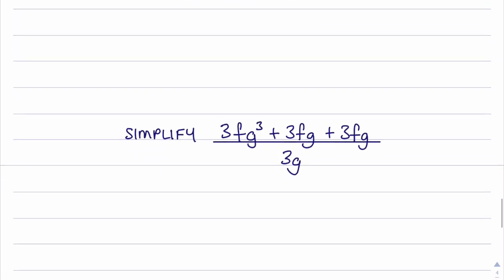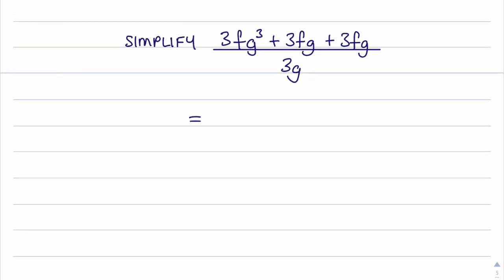On to the next question. The first step is to collect like terms. Now I can see that I have an fg term here and an fg term here. Now that is not like this term here. So collecting those like terms, we've got the first term, which is fg cubed plus 6fg, and that is all over 3g.